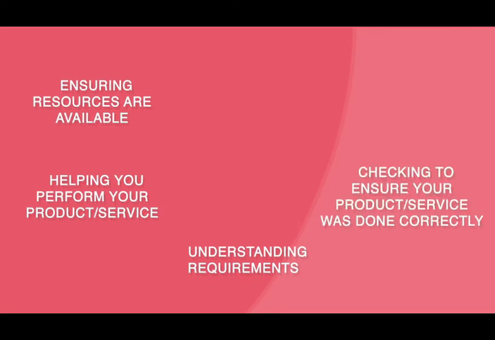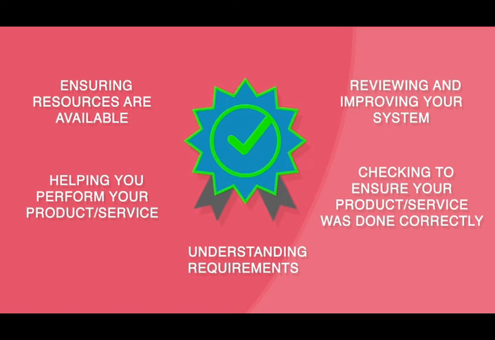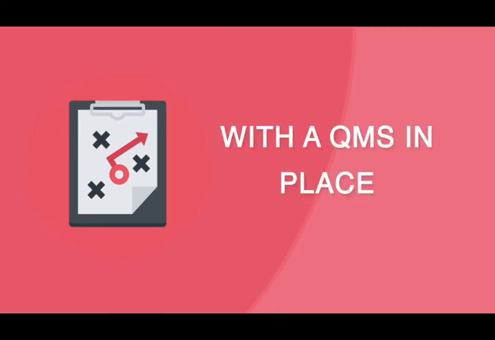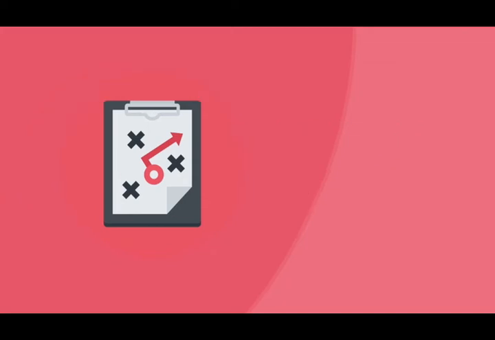A QMS does not change how your organization operates or your recipe for success. It just puts controls in place so that you follow your recipe every time and take action if there is an error. With a QMS in place, you do everything on purpose and for a reason.